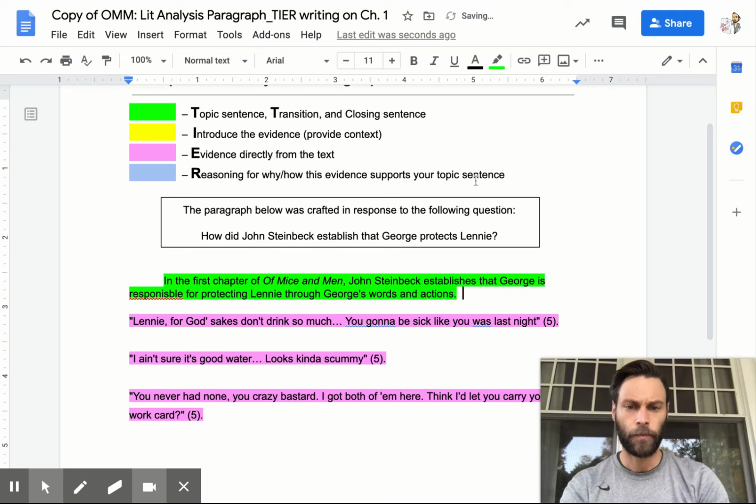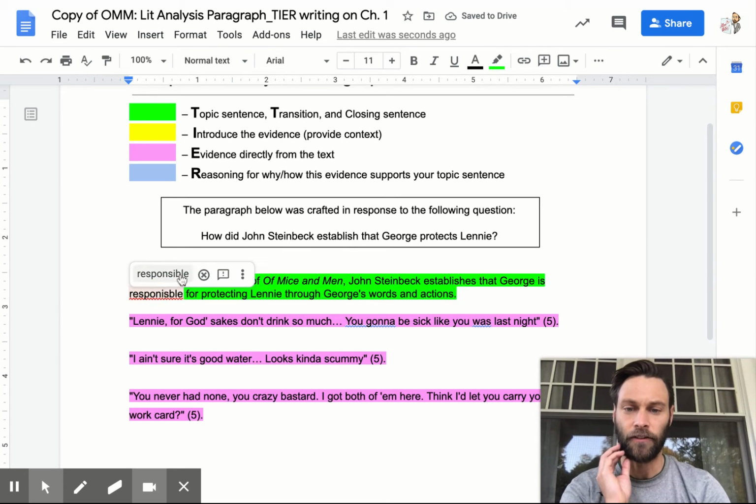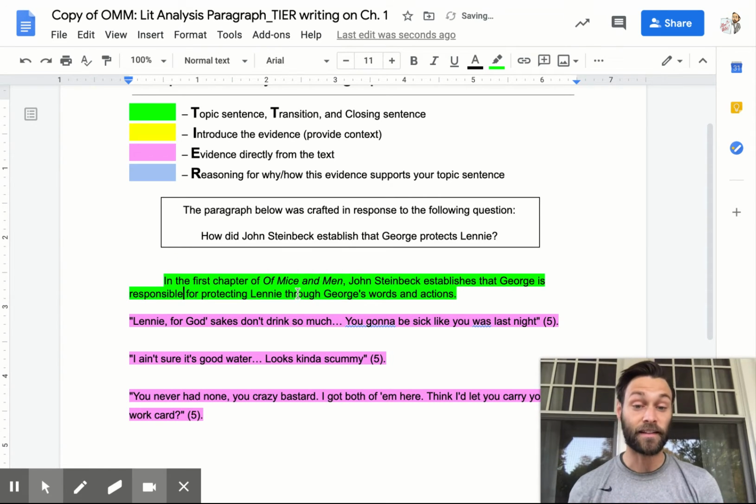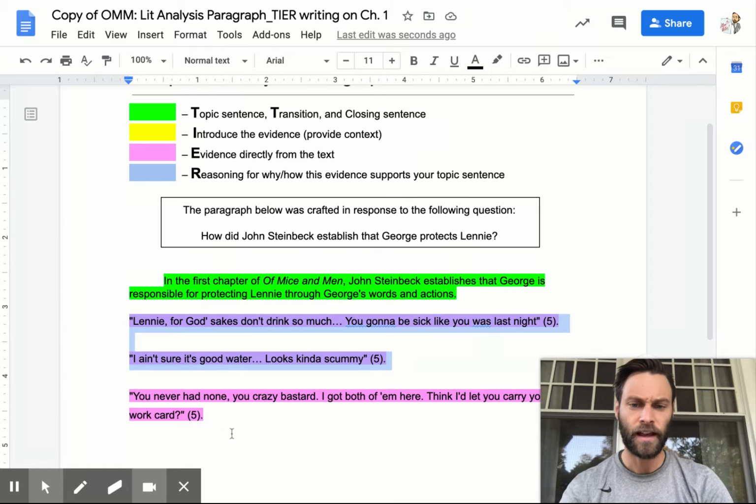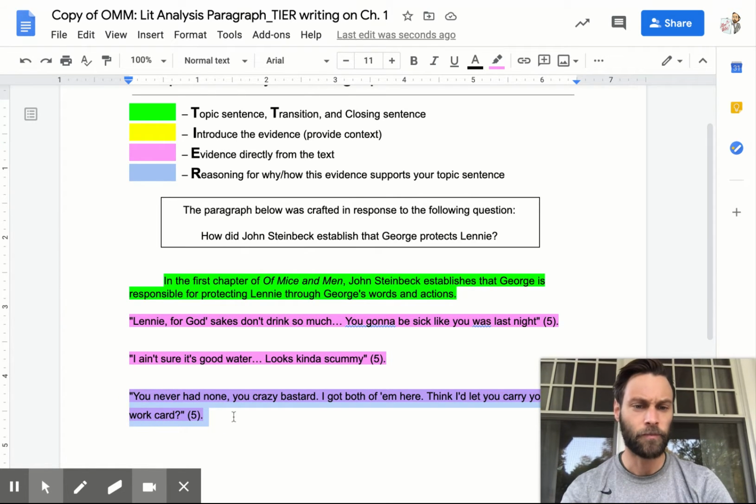Words and actions. Because as I look at this evidence, I feel like I'm looking at not only what he says to Lenny, but also things that he does for Lenny. These are things that he says. This is something that he actually does. And so because of that, I wanted to make sure I got words and actions, because that's what I'm trying to prove in this particular paragraph. It's what the evidence pushed me towards. His words and his actions all work toward protecting Lenny.